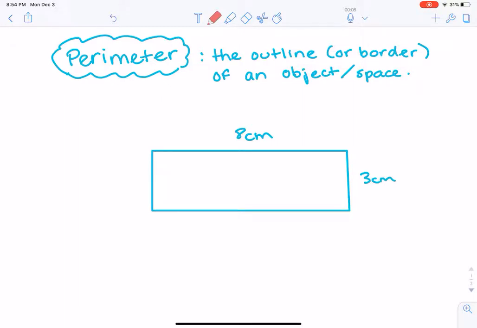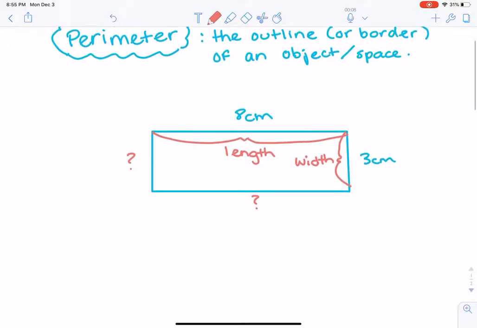So to review perimeter, we're going to use this rectangle that I've drawn out right here, and we're going to look at this part first. So it is our longest side, it's 8 centimeters, and it is our length. And then we have our shorter side here, which is 3 centimeters, and it is our width. So what we don't know yet, I haven't labeled here, and I haven't labeled here. So I'm going to scroll down just a little bit.